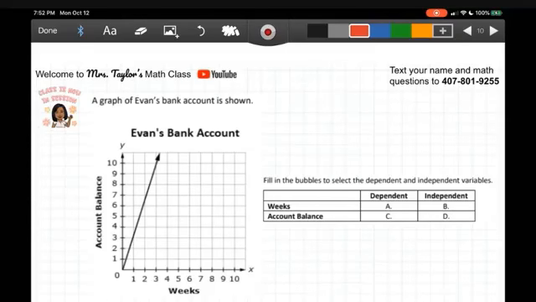Next question says, a graph of Evan's bank is shown. It says fill in the bubbles to select the dependent and independent variables. Well, when you're looking at a graph, your independent variable is always going to be on your x-axis. So this is my independent variable.